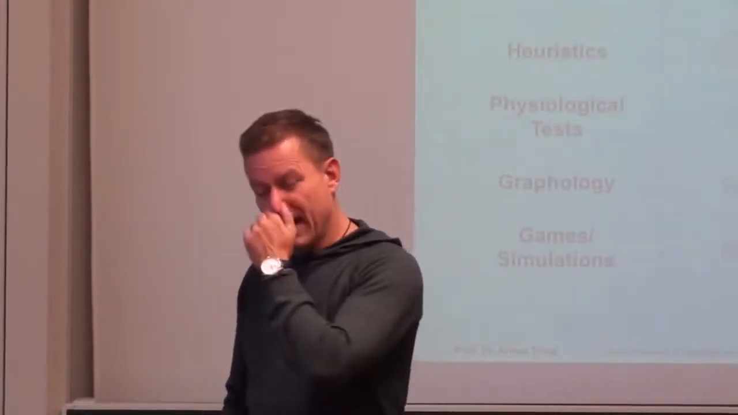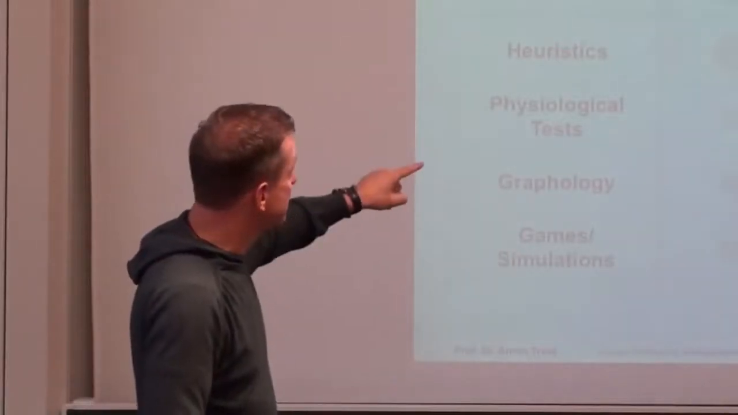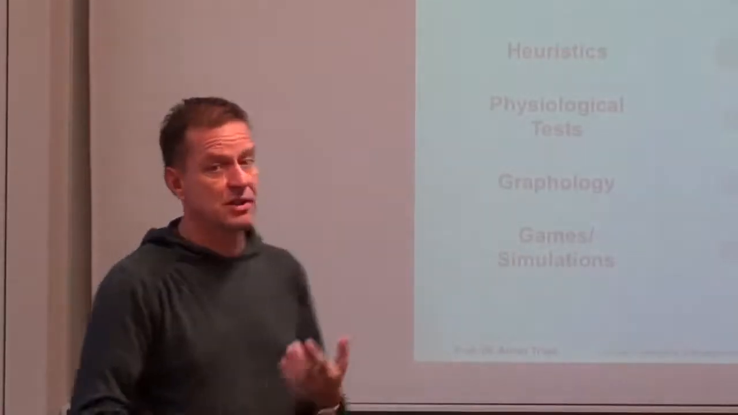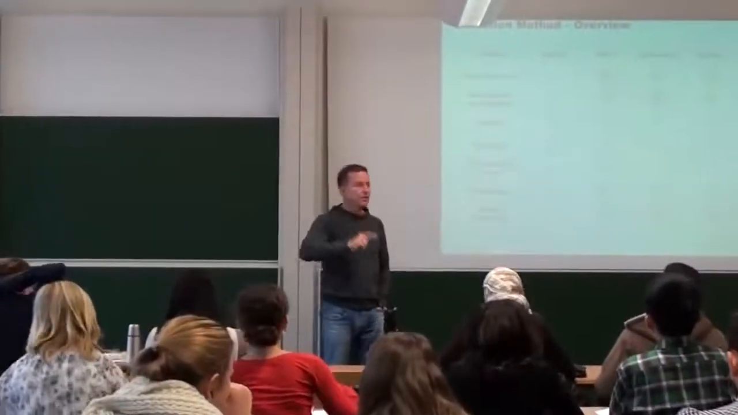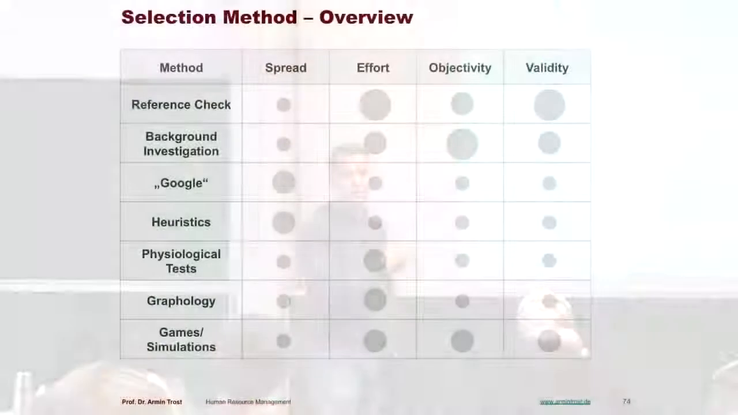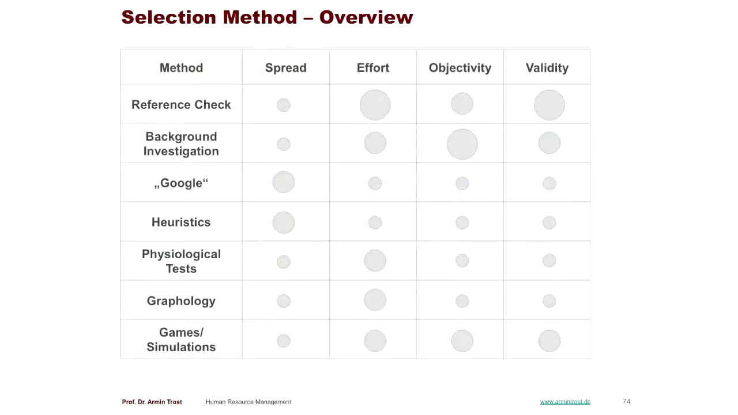So I'm going to pick out some of the most relevant ones, and then we talk about them. What's the logic behind them? What do they look like? On this table, you find different columns. I don't want to refer to these columns in detail now. We're going to talk about what validity is and what objectivity is. Spread is how much these different methods are used. A small circle means they are not used too much. A big circle means many companies use these, maybe all companies. Effort is how much cost is related to the usage of certain methods.